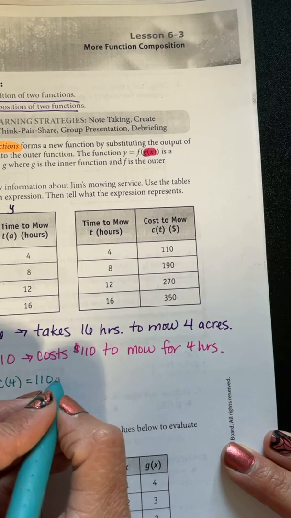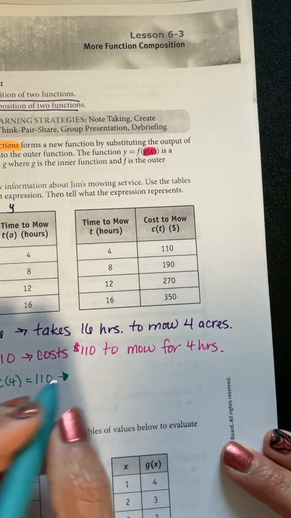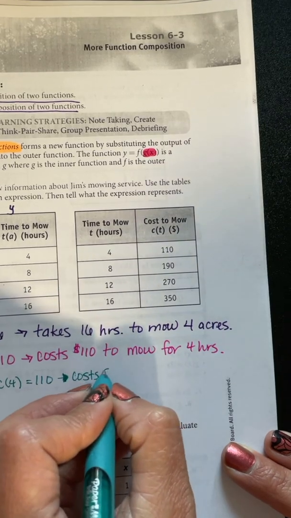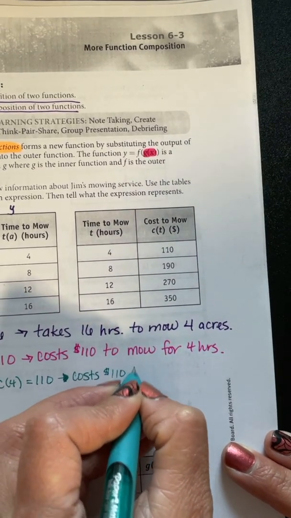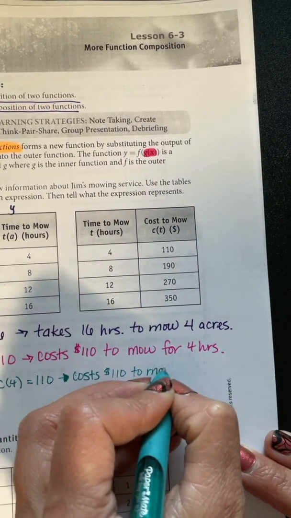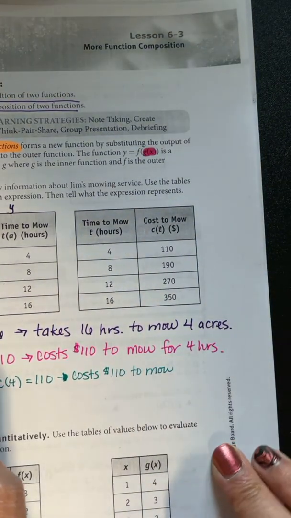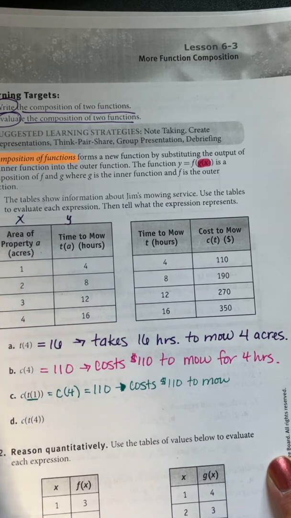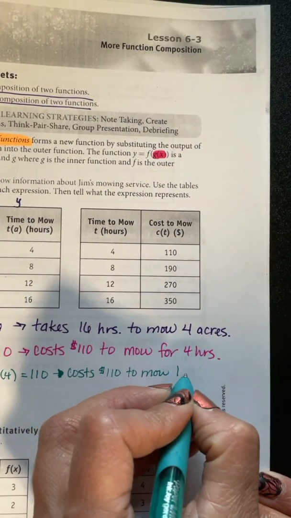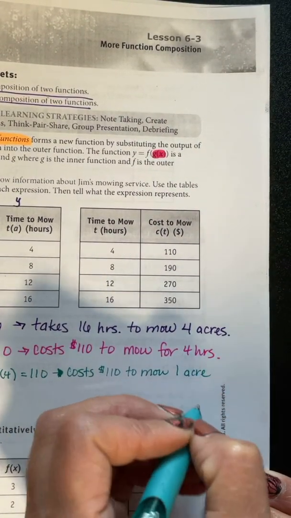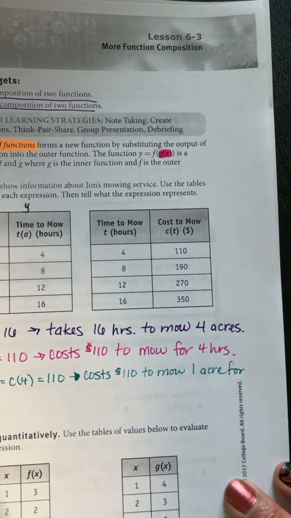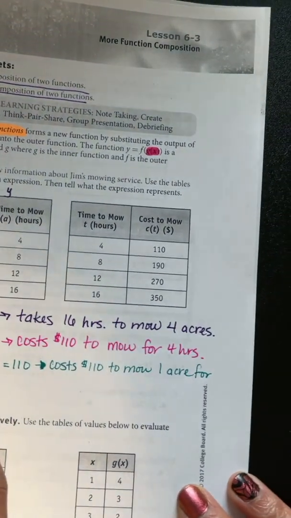So what does this mean? They gave us a lot of information. It means it costs $110 to mow. How many acres was that? Well, it was T of 1, so that means it was 1 acre. To mow 1 acre. For how long? Well, it was C of 4, so that would be 4 hours.